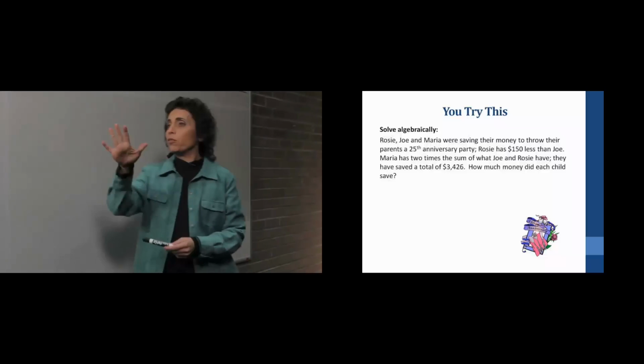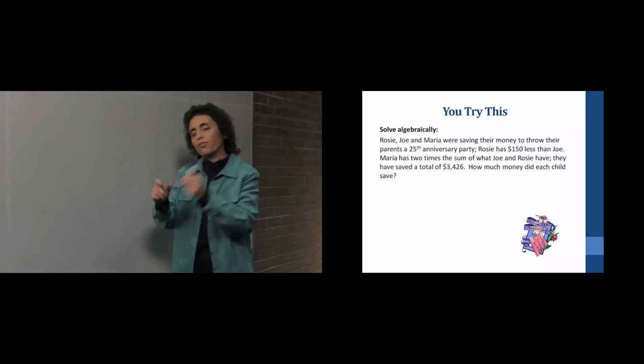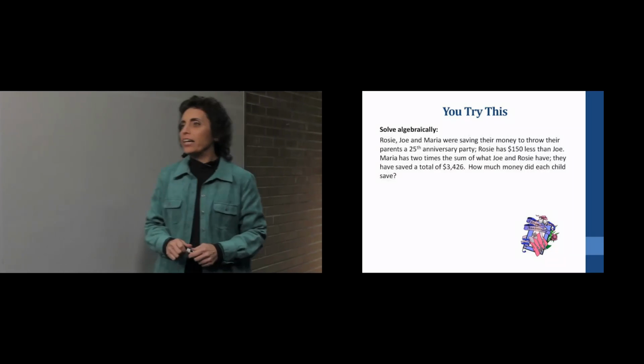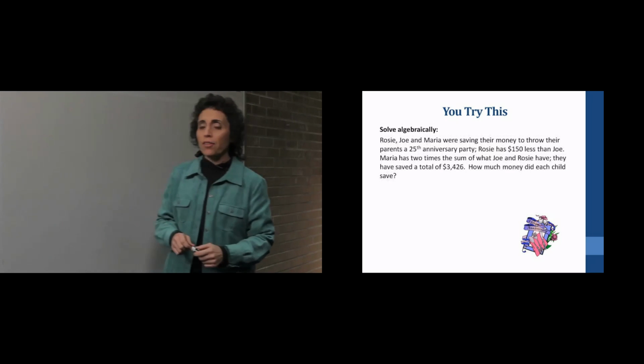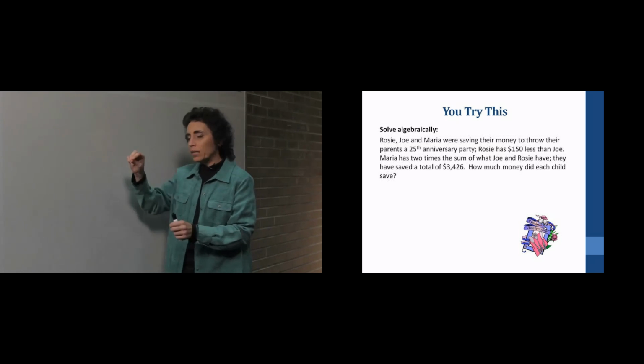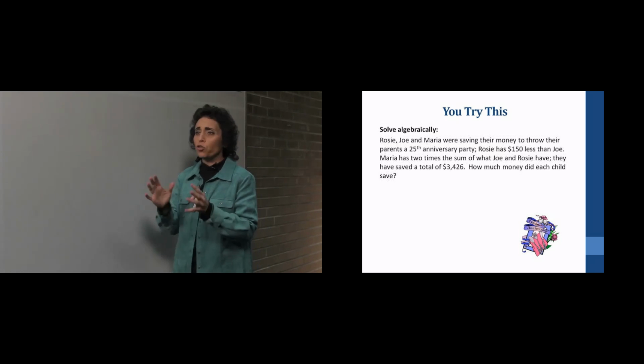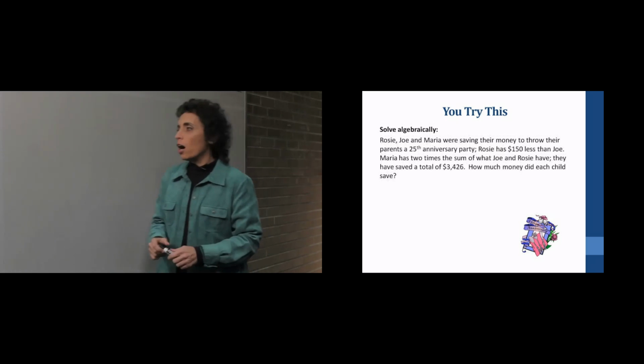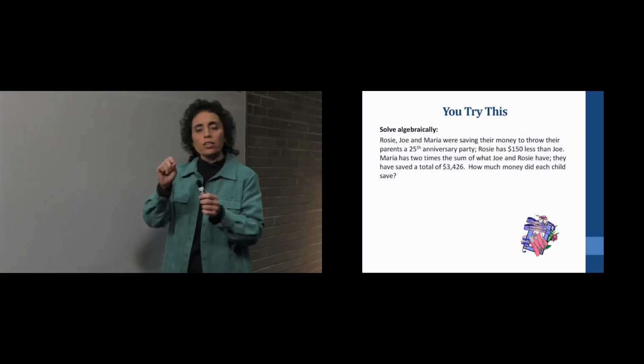We have this question about Rosie, Jill, and Maria, and they're saving money to throw their parents an anniversary party. So what I'd like you to do before we start this problem together is create the key, set up the equation. Do not solve the equation. Try to do that. Let's see how far you get, all right? Because you know what? We're just going to check it anyway. Click the video when you're ready.